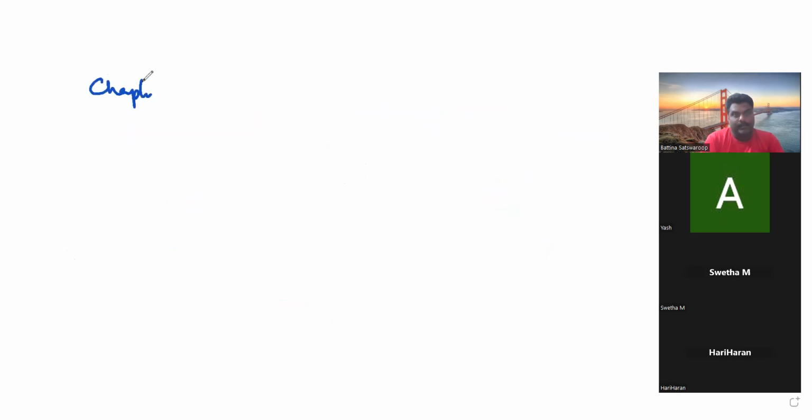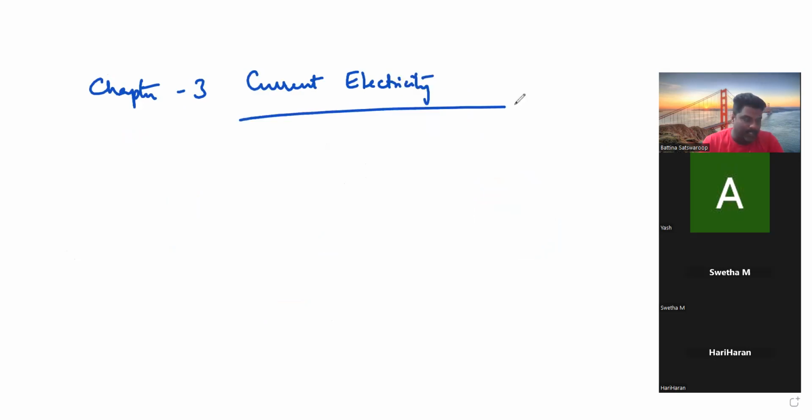Chapter 3. Current electricity. First graph in current electricity. What, Amma? V is equal to IR. V on the y axis, I on the x axis, R. That's all, right? Right? Jolly.